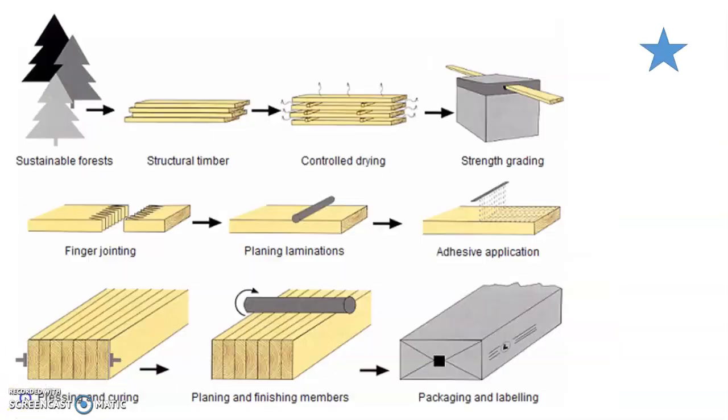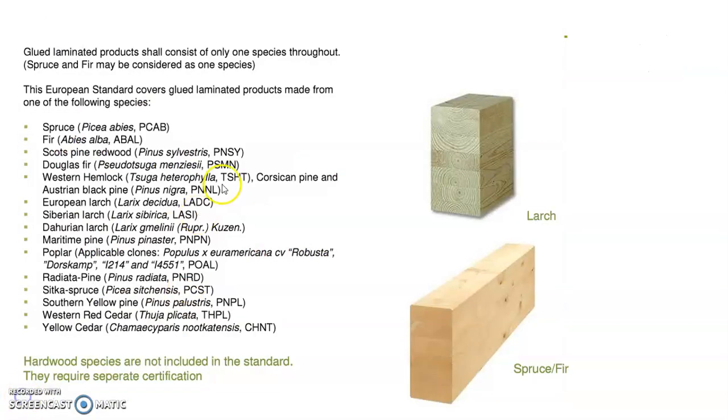The diagram here shows you the different processes that are needed for us to fabricate glue-laminated timber. You can look at the video clip on how to make glue-laminated timber for better understanding. These are some of the different species of wood that are used for fabricating glue-laminated timber. Among these species, the more common types used in Singapore will be the spruce, Douglas fir, and Scots pine redwood. These are some of the more common species.